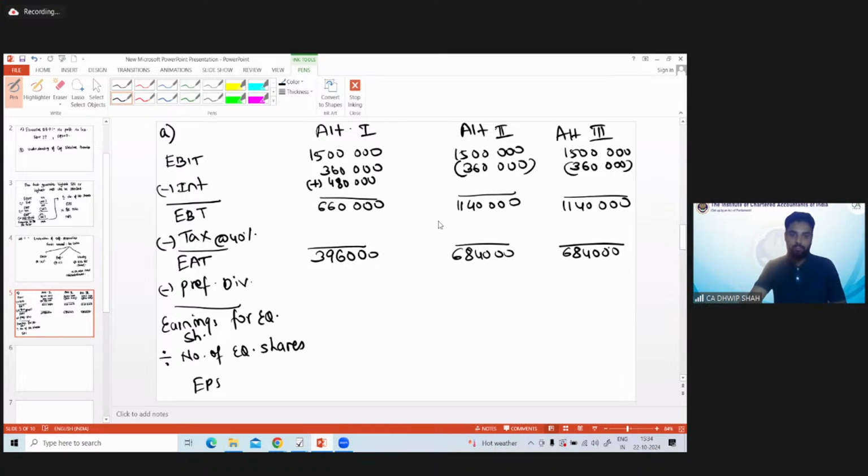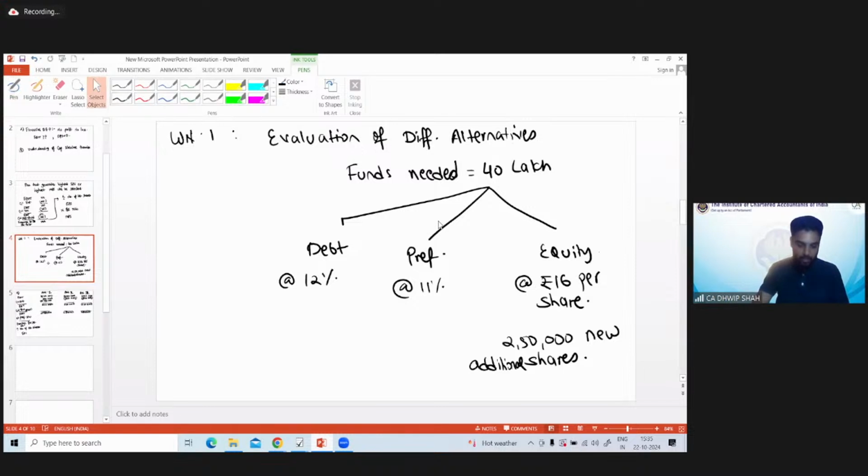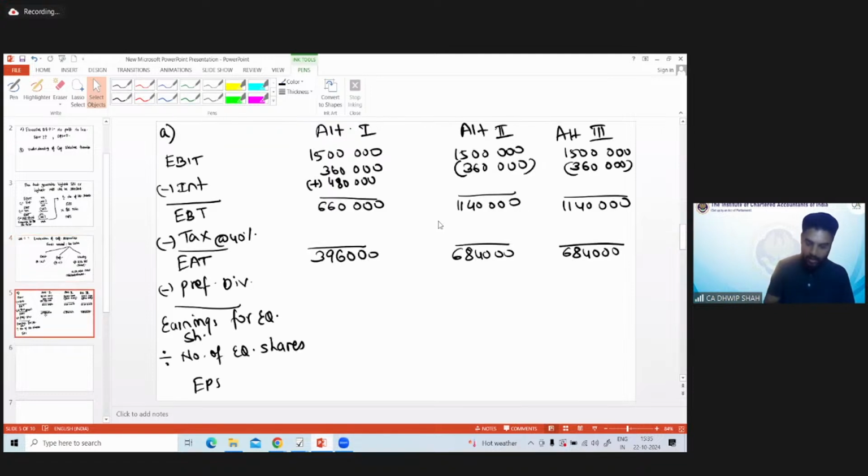Now tell me, preference dividend I need to subtract under which alternative? Preference dividend. Can I say there is no existing preference share capital in the company's capital structure? Yes or no? So alternative 2. Yes, you are correct. Only under alternative 2. So no preference dividend in alternative 1 and 3. And can I say 40 lakh, 11%, 440 I need to subtract.